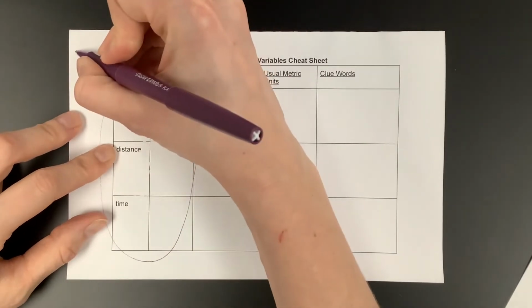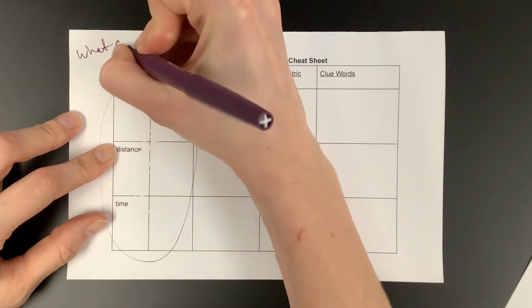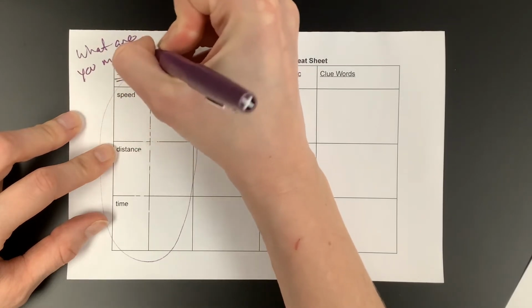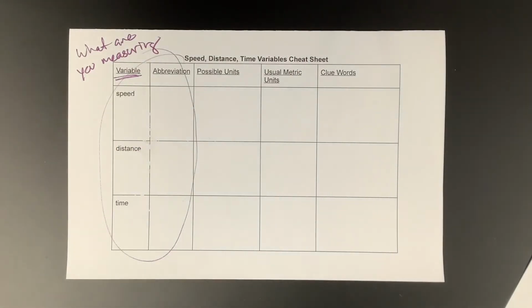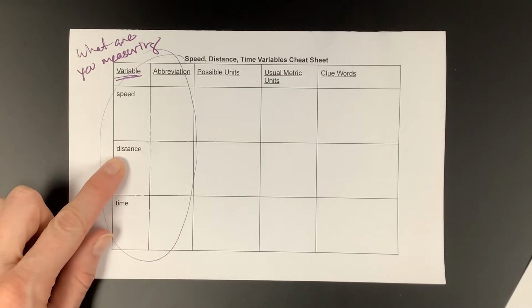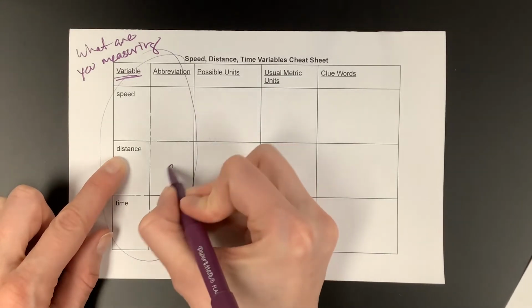So a variable is, what are you measuring? The variable is, what are you measuring? How do we abbreviate the variable distance? What do we use to abbreviate that? When instead of writing out the whole word distance, what do we write? A lowercase d.